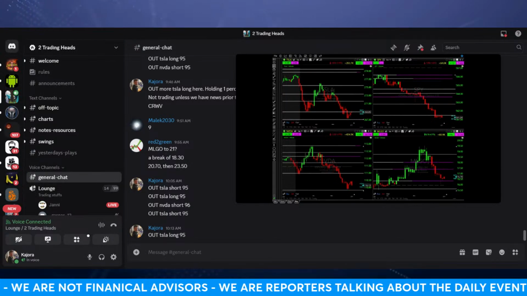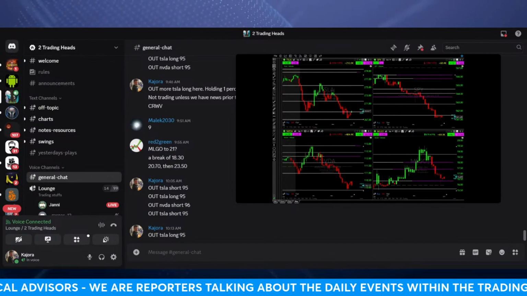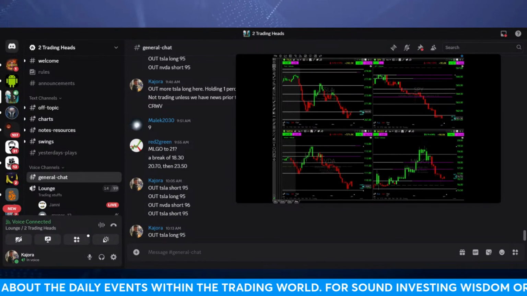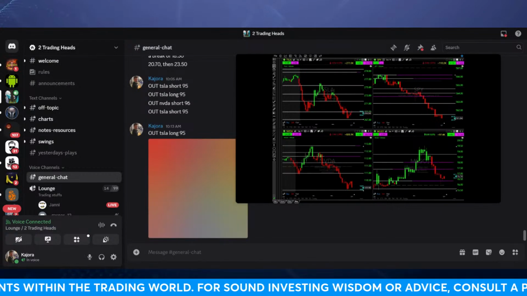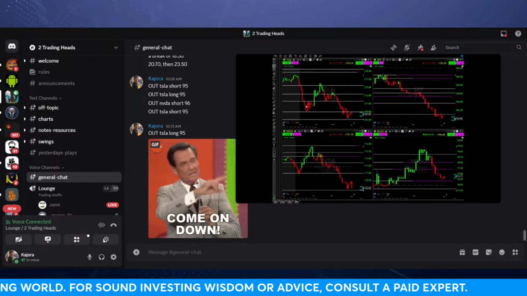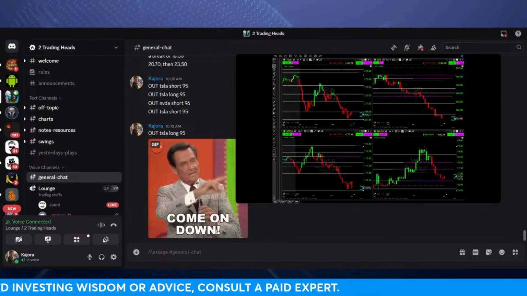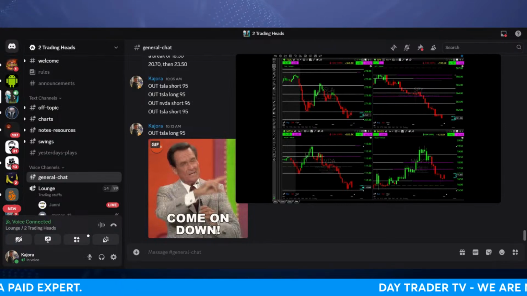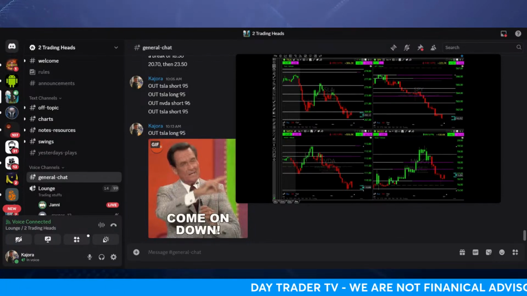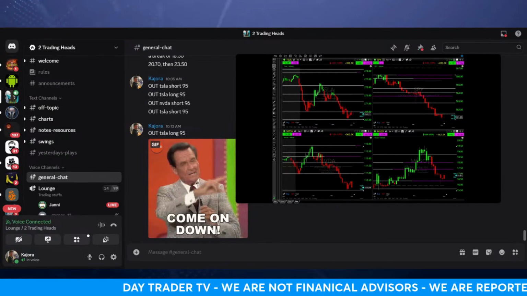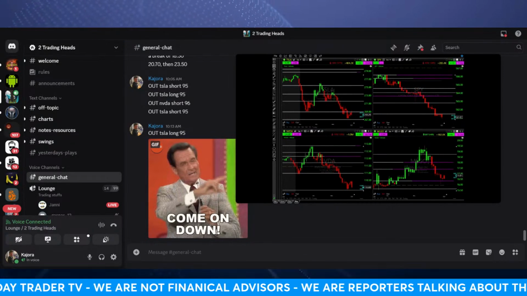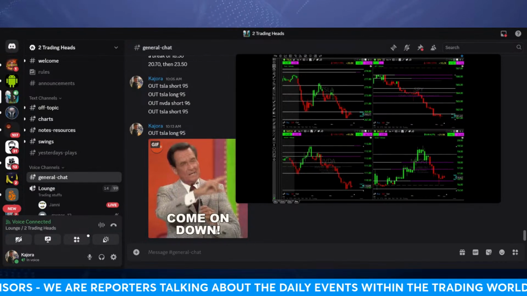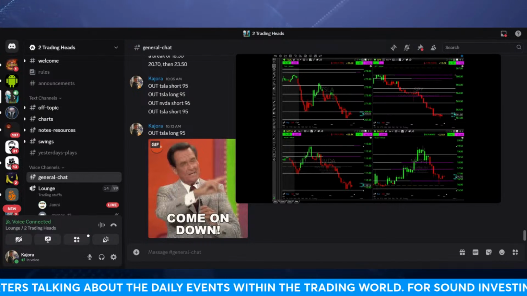Come on down. Apple making a double bottom down here. And the next support I have on SPY would be all the way down here, 559.85. It's my next support on SPY.